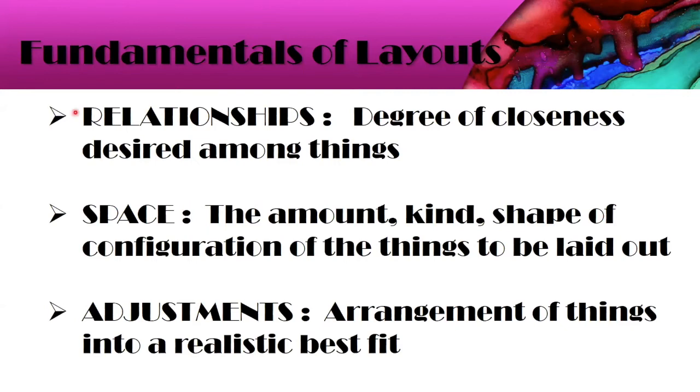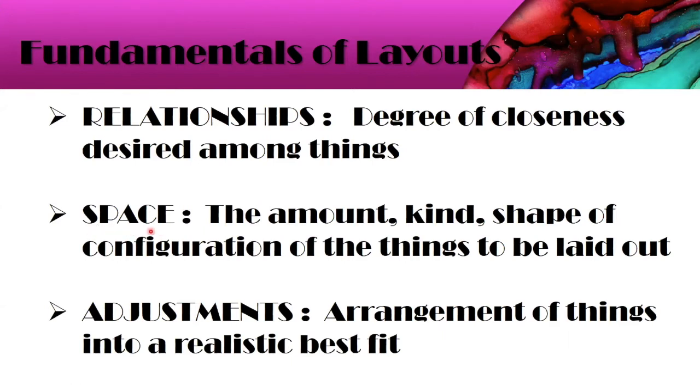First, the relationship. We decide the degree of closeness that we desire amongst things. Here it means that ideally laundry and housekeeping should be near to each other. Receiving, food production, and the purchase and stores department should be near to each other. These are the things because over the years, with our experience and with the practicality of things that we have seen, this works out to be the best. So first fundamental is relationship.